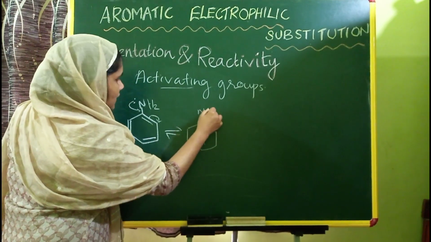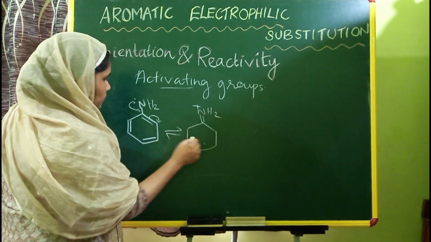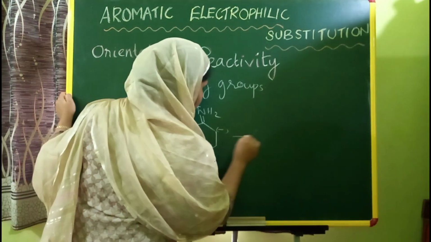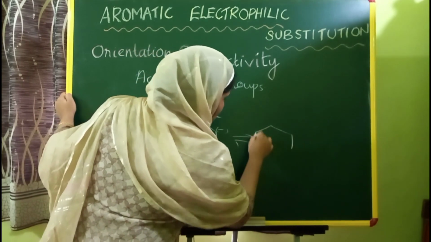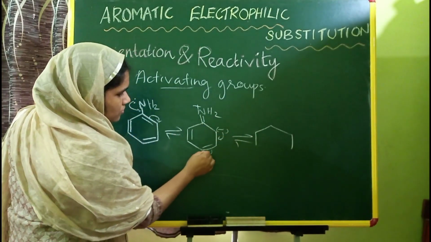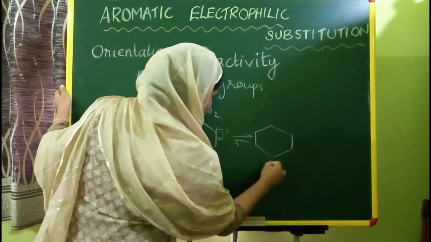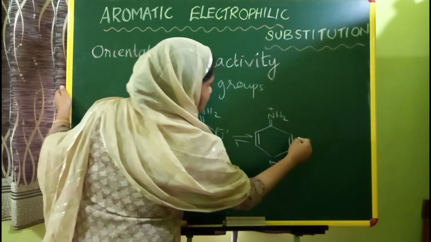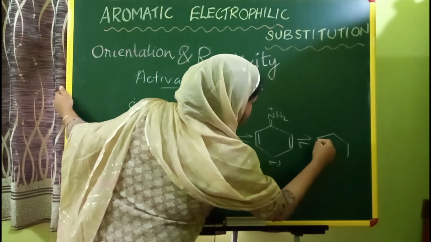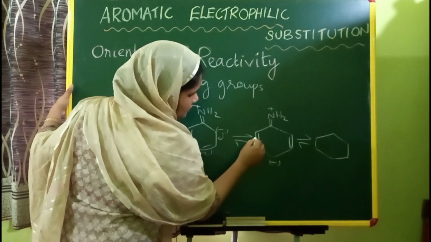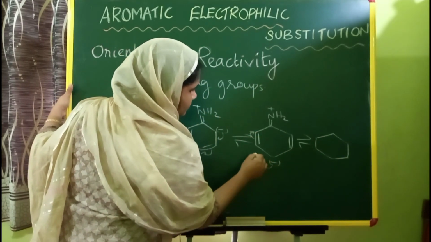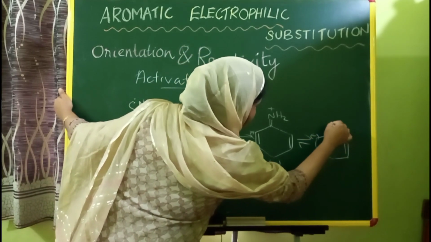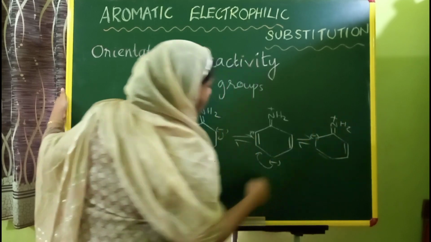Here, a double bond to NH2, here there will be a positive charge, and here a negative charge. Then what happens? This goes here and this goes here. Then here a negative charge, NH2 plus. Then this electron will shift here. Here a negative charge, here a double bond, here also a double bond, here NH2 plus.